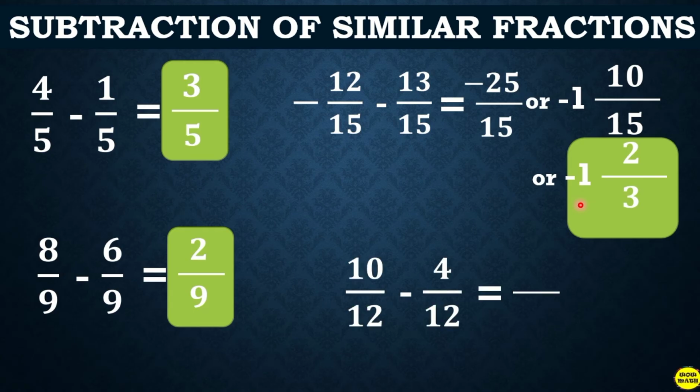Next, so I have here 10 over 12 minus 4 over 12. So we have 10 minus 4, that is 6. And then copy the common denominator, that is 12. So let us simplify this, 6 over 12. By what can it be divided? By 6. So 6 divided by 6, that is 1. And then 12 divided by 6, that is 2.